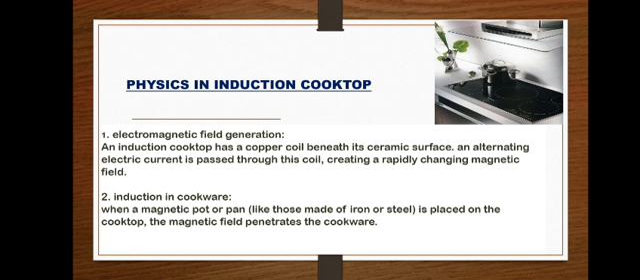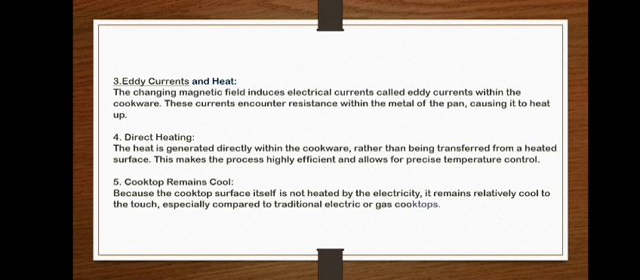When a magnetic pot or pan, made of iron or stainless steel, is placed on the cooktop, the magnetic field penetrates the cookware, right? The changing magnetic field induces an electric current called eddy currents within the cookware. These currents encounter resistance within the metal of the pan, causing it to heat up. Resistance will always cause a heating tendency, right?